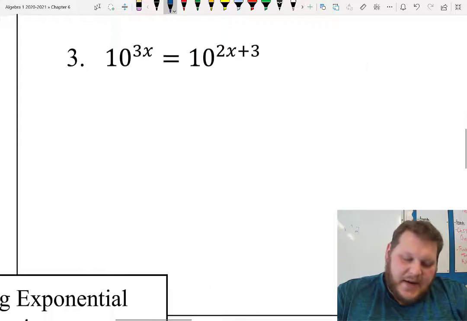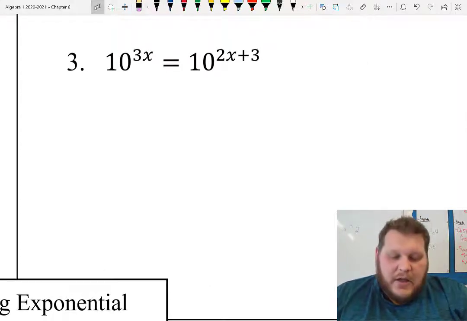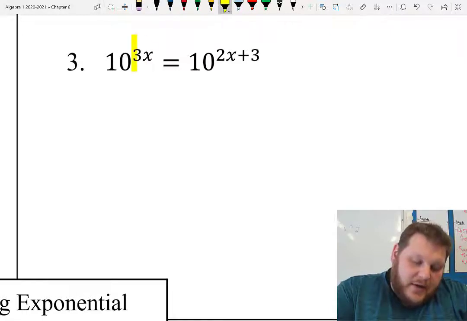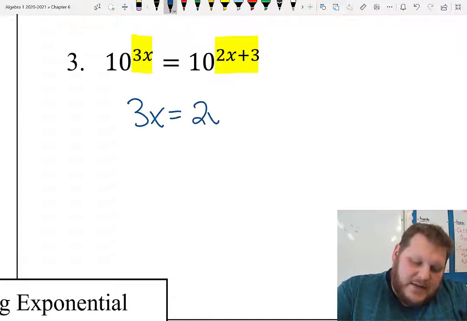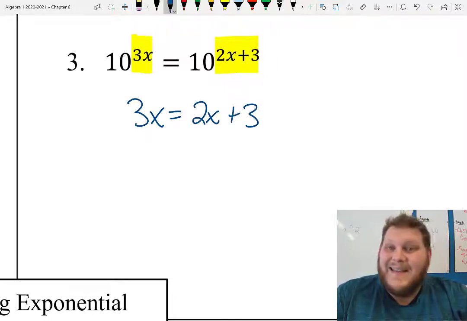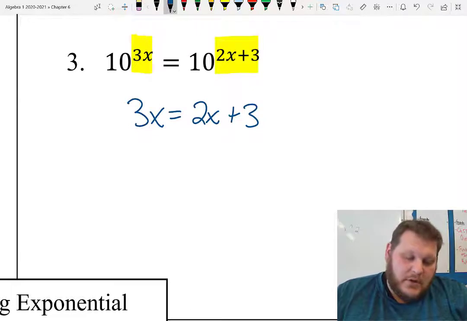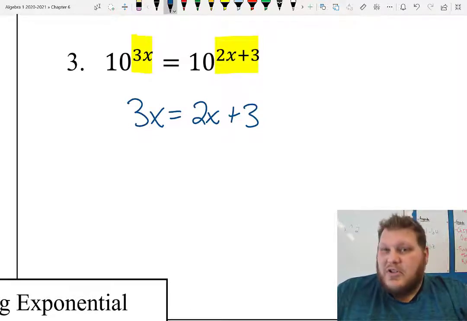Last but not least in this box, 10 to the 3x power equals 10 to the 2x plus 3 power. So again, I have exponent equal to exponent because my base is the same. Even though I have variables on both sides, it does not change my process at all to get my equation set up. I'm still just focusing on the exponents being equal to each other after I have my base the same.